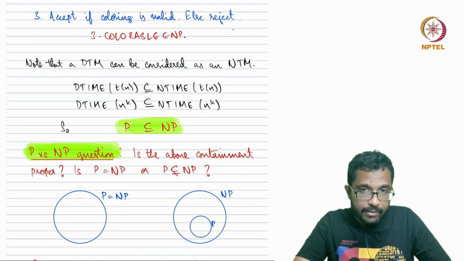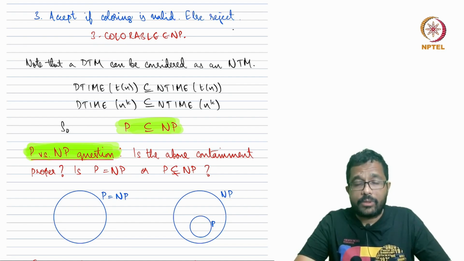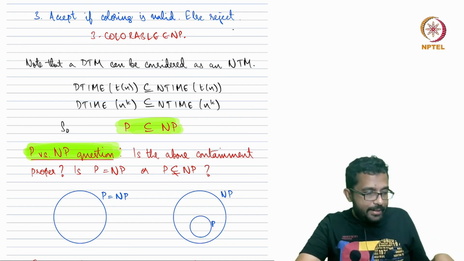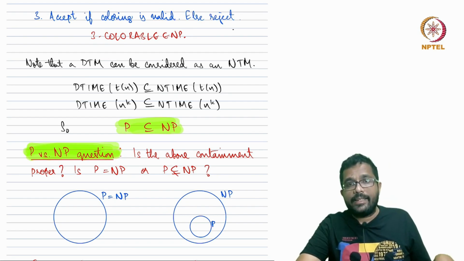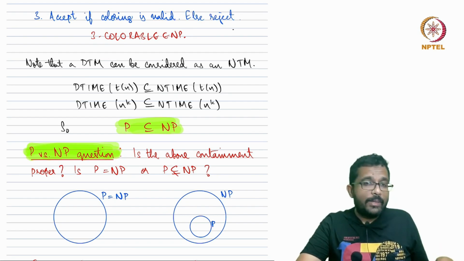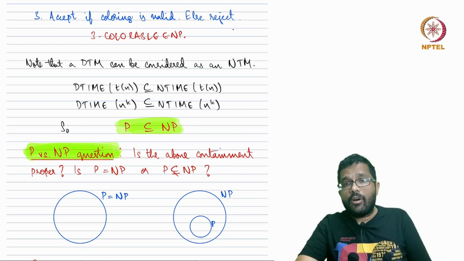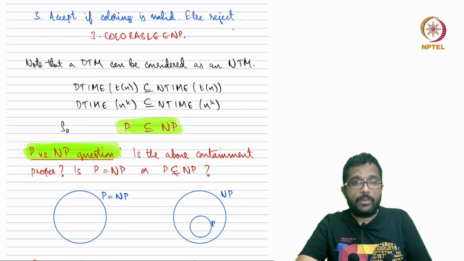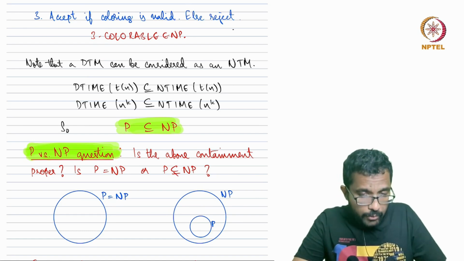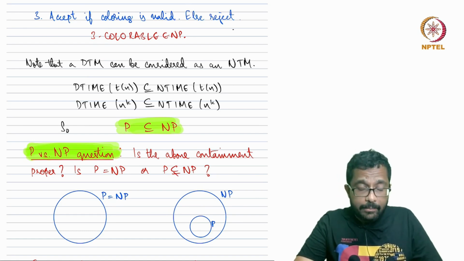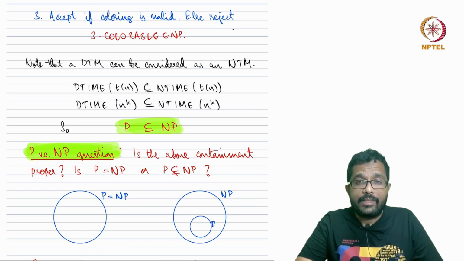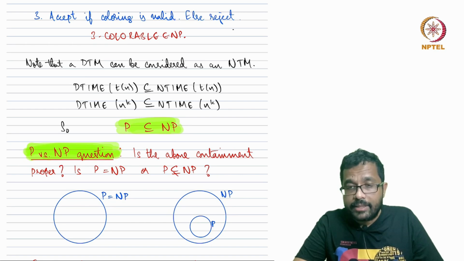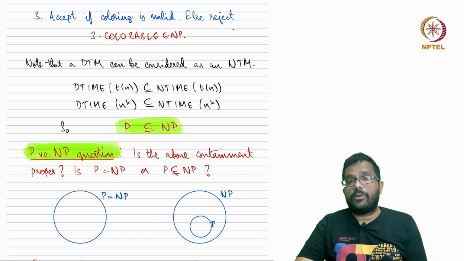So now we have formally defined what is P and what is NP. Both of them are complexity classes. P is the class of all languages that can be decided in polynomial time by a deterministic Turing machine. NP is the class of all languages that can be decided in polynomial time by a non-deterministic Turing machine, right? So that is P and NP.